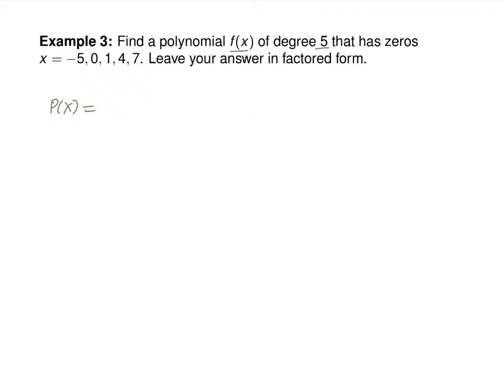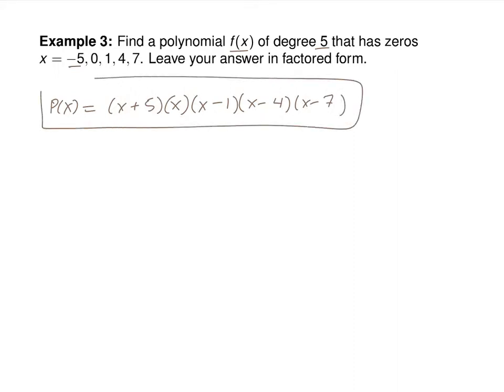Okay, so if one zero is negative 5, what's the factor? x plus 5? How about 0? That'd just be an x, yep. 1 would come from x minus 1, and then we'd have an x minus 4, and an x minus 7. Very good. Kapow, that's it. And its degree would be 5 because you have 1, 2, 3, 4, 5 factors. And there are no multiple multiplicities, that's also how you know, since it says degree 5. Nobody's squared or anything.